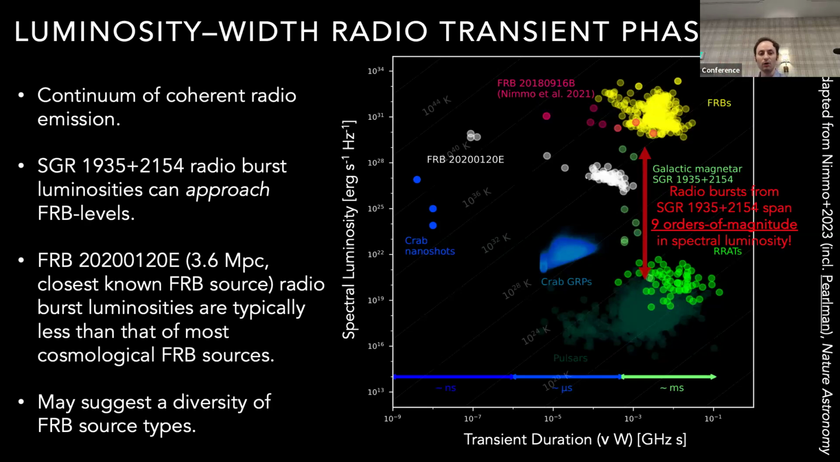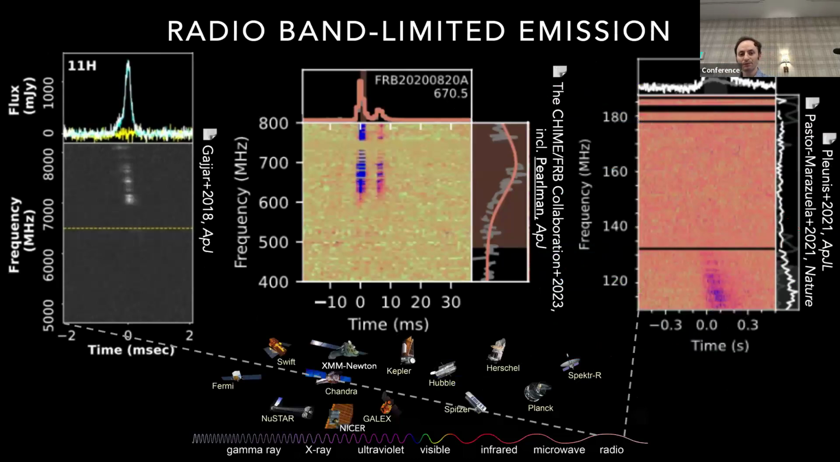Another noteworthy example is FRB 20200120E, which I'll talk a little bit about in a moment. This is the closest known extragalactic FRB, which sits at 3.6 megaparsecs. But interestingly, although it's the closest one, it on average produces radio bursts that are less luminous than other cosmological FRBs. And this is really pointing, observationally, to a perhaps diverse range of sources that could explain the observed phenomena.